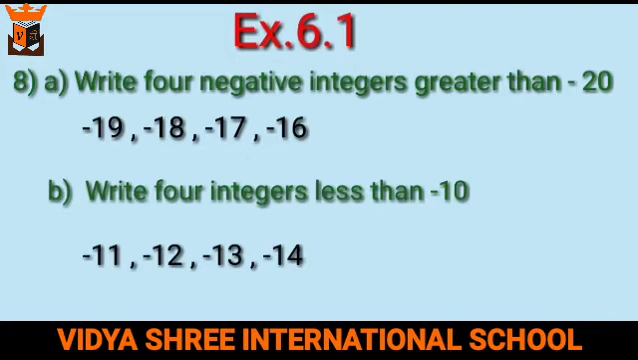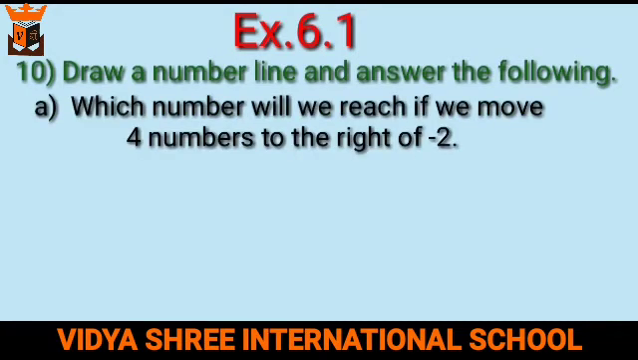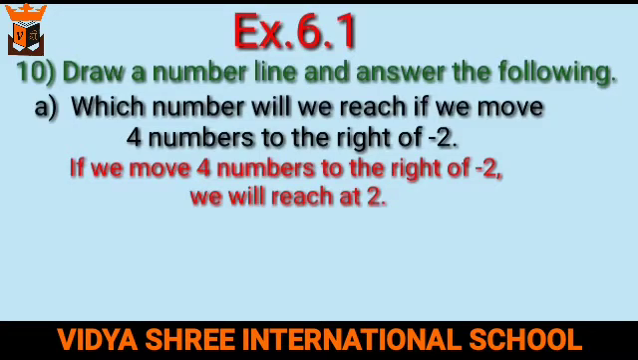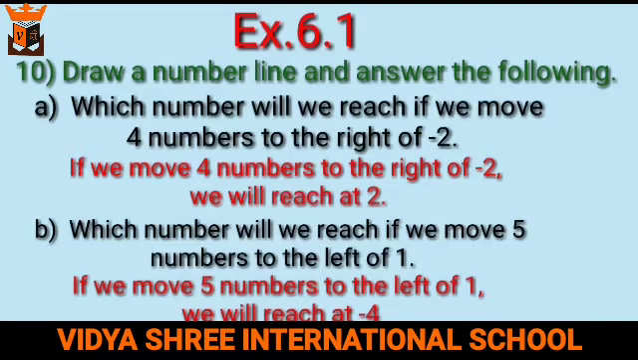Question number 10 is draw a number line and answer the following. First one is which number will we reach if we move 4 numbers to the right of minus 2? So in this number line, if we move 4 numbers to the right of minus 2, we will reach 2. Second part is which number will we reach if we move 5 numbers to the left of 1? So if we move 5 numbers to the left of 1, we will reach the point minus 4.